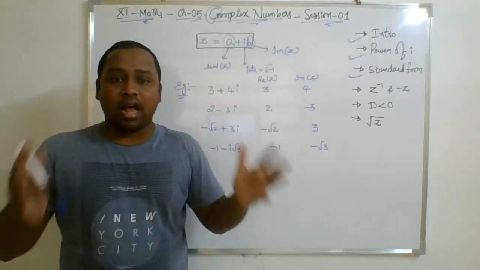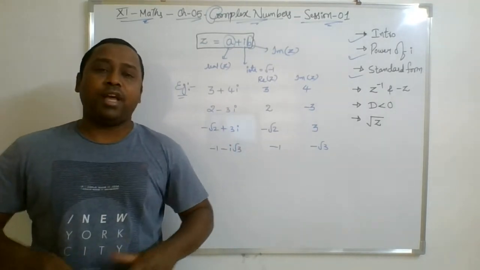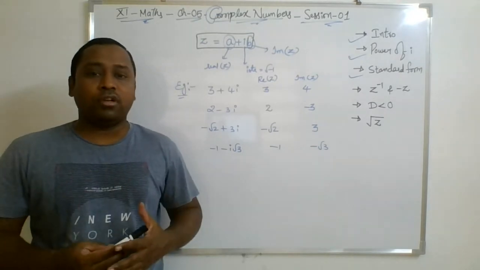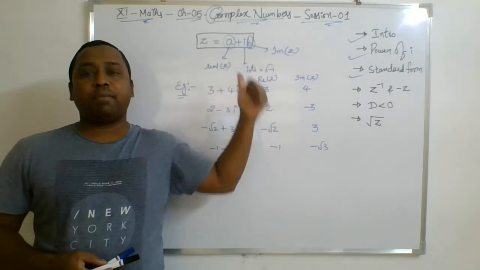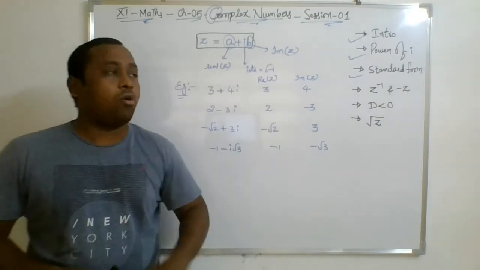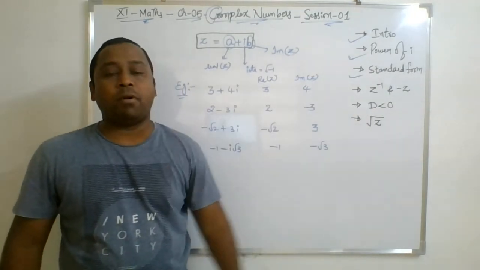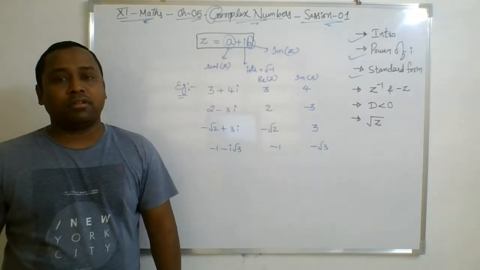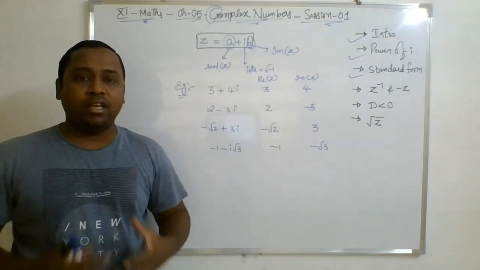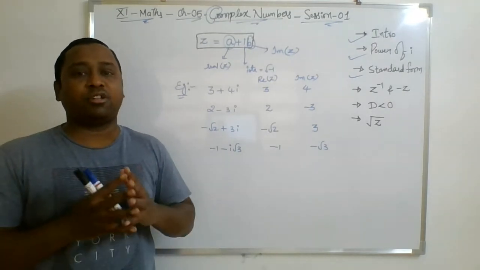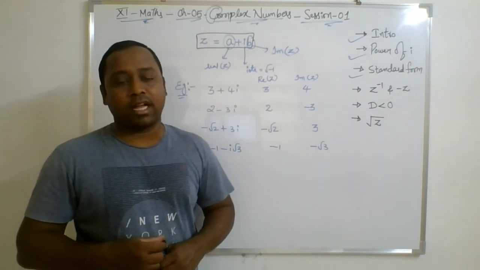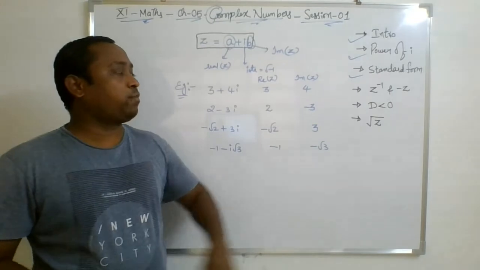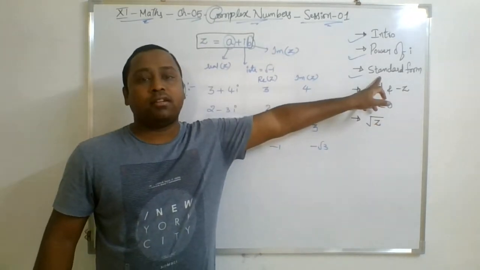So in the entire exercise, we are just moving around to express the given value in the form of a plus ib, which we call the standard form of a complex number. Nothing else, only simplification, simplification, simplification. Now let's take some questions from the exercise where we need to express them in the standard form.